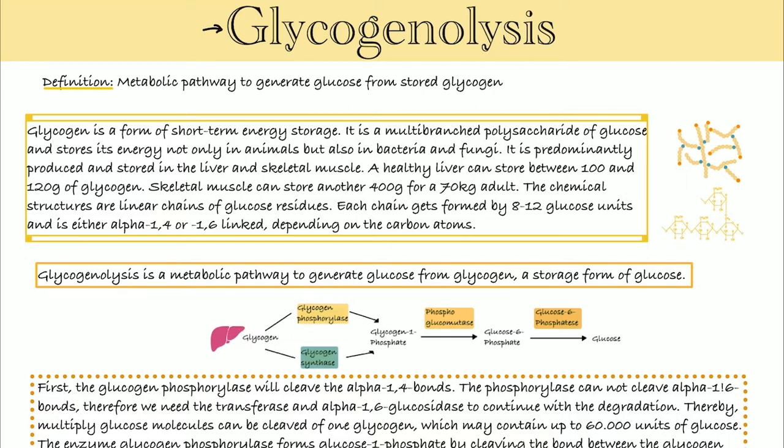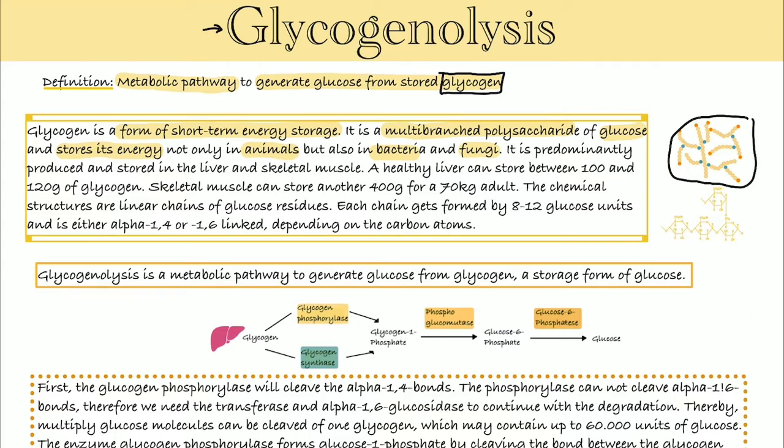Glycogenolysis is a metabolic pathway which generates glucose from stored glycogen. And by now you've already heard the term glycogen quite often, so let's talk about what glycogen is. It's a form of short-term energy storage and a multibranched polysaccharide of glucose. It's used to store energy not only in animals but also in bacteria and fungi. And here you can see a scheme of it.